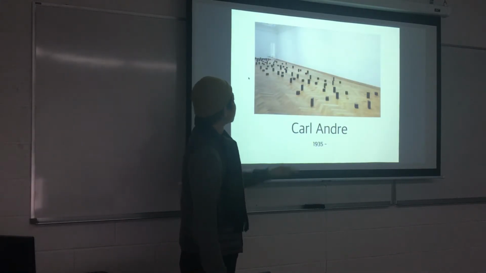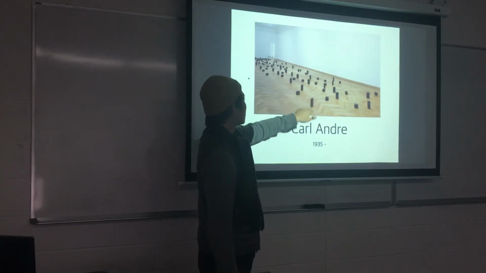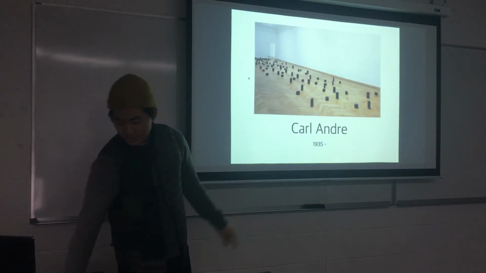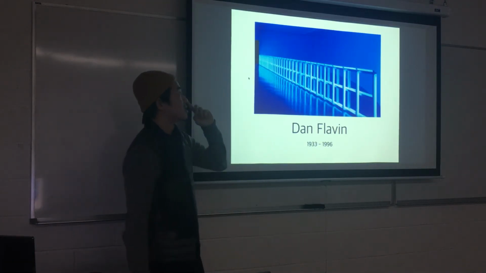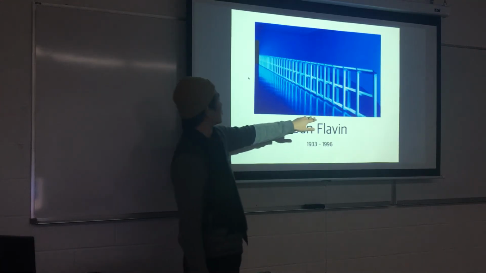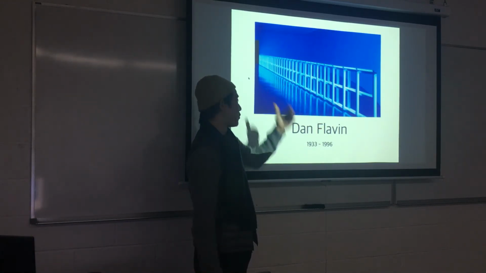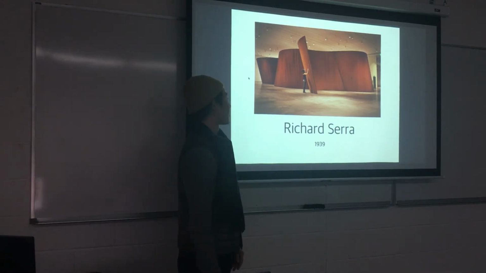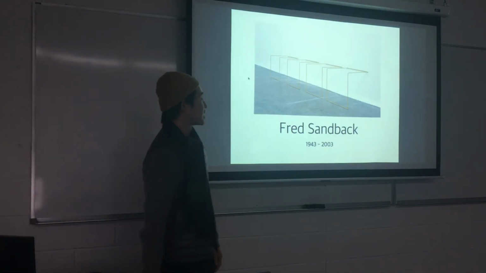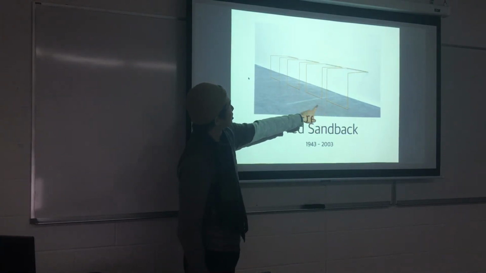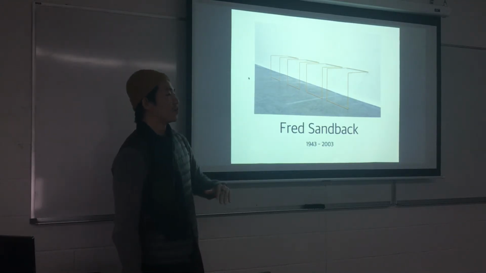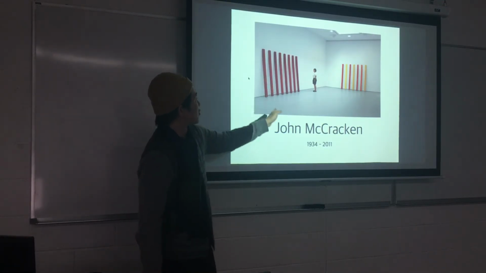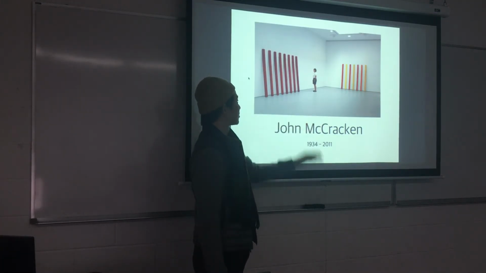And also, this is Carl Andre. Same mechanism. He's making his sculpture into tiny pieces to involve this whole space in his sculpture. And also Dan Flavin, he used fluorescent light in his work, and what he was trying to do is the same thing, to involve the space. And also this famous artist, Richard Serra, is doing the same thing. And also Fred Sandback, he's using yarn and string to show the minimalist form to involve the whole space. And the last, John McCracken, uses the simple repetition of long bars to achieve the same.